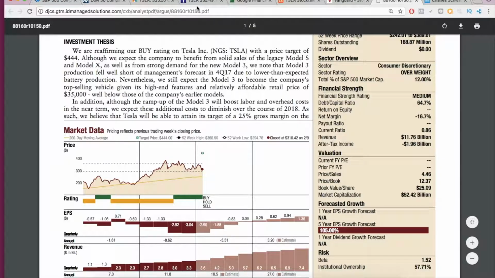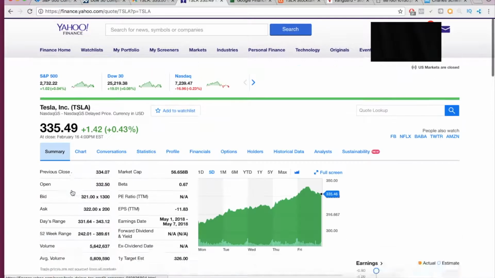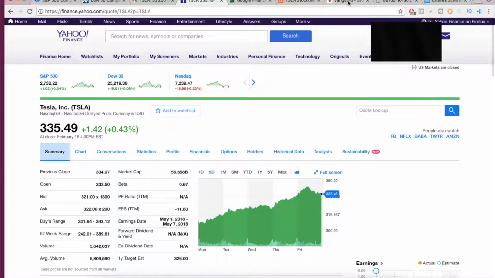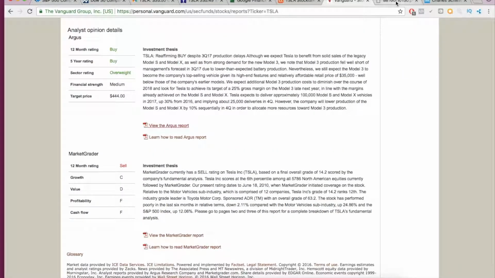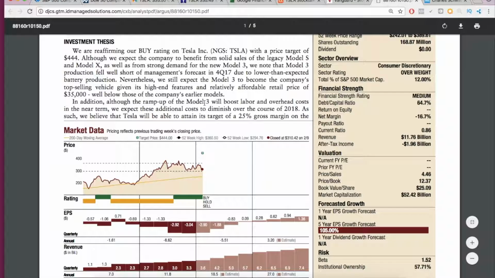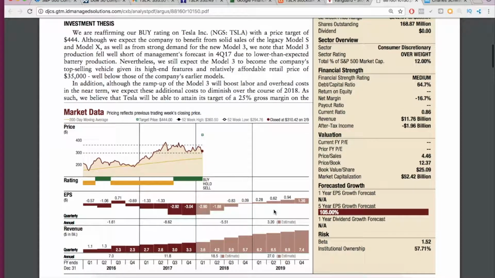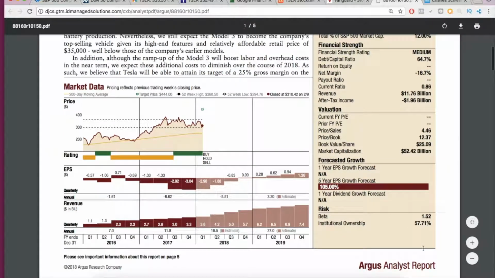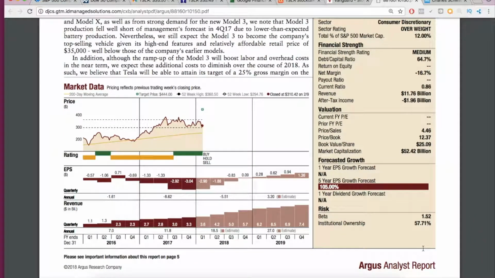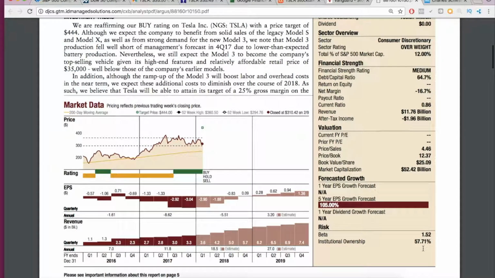I mean, if it's 444 and Tesla is currently priced at 335, that means the stock is underpriced, which definitely makes sense as to why this person believes it is a good investment for you to go in and buy. The beta is 1.52. Basically, what that means is, if you have a beta of over 1, the stock is highly volatile, and if you have a beta under 1, then it's less volatile.